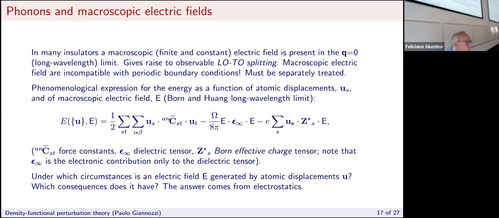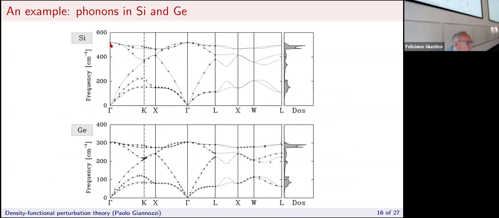Now, what is the problem? What happens in practice is that those phonons here split. Those three frequencies, in this case there are 2 atoms per unit cell, so there are 6 phonon modes. 3 are here, the acoustic ones, and the optical ones. The acoustic ones are modes in which atoms move in phase, and optical are modes in which atoms move against each other.